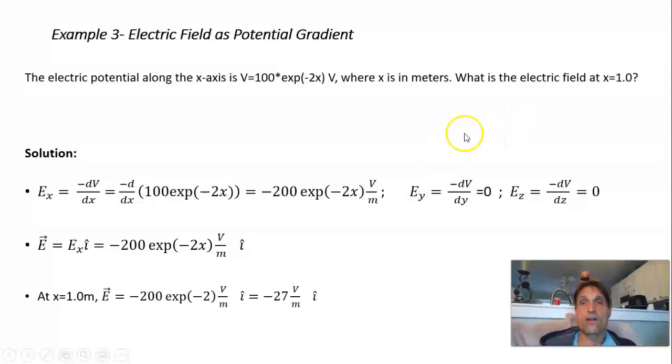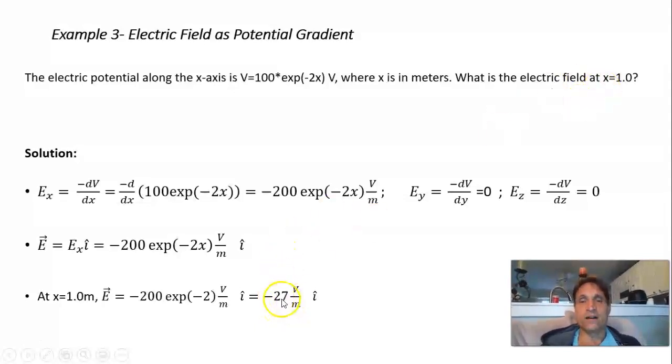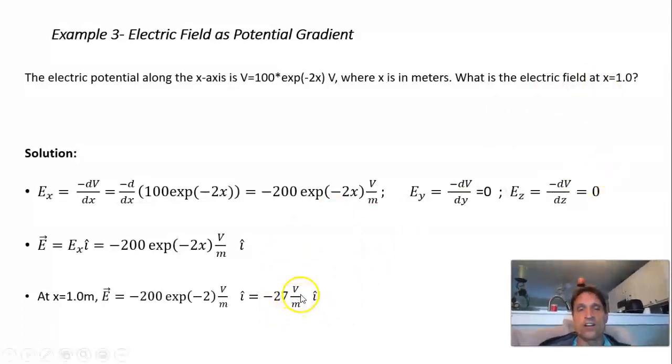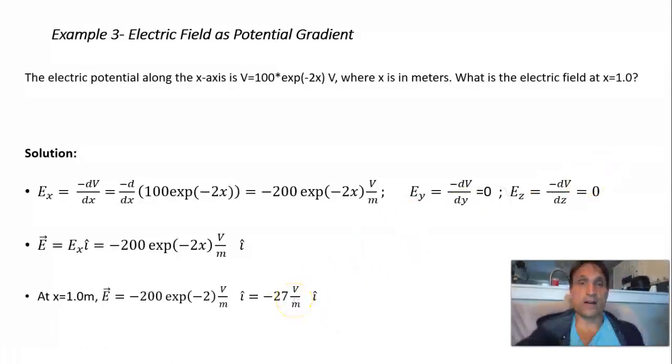Now we evaluate this at x equals 1 meter. Plugging in 1 for x gives e to the negative 2, which is 0.135. 0.135 times 200 gives us that the x component of the field at x equals 1 meter, Ex, is negative 27 volts per meter. In other words, it's pointing along the negative x direction and has a magnitude of 27 volts per meter.